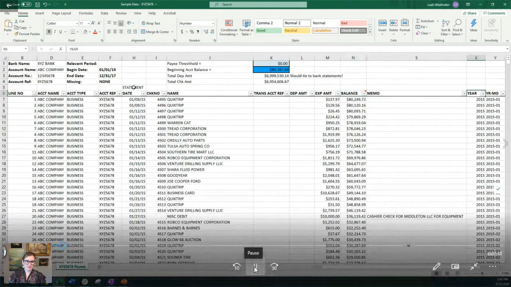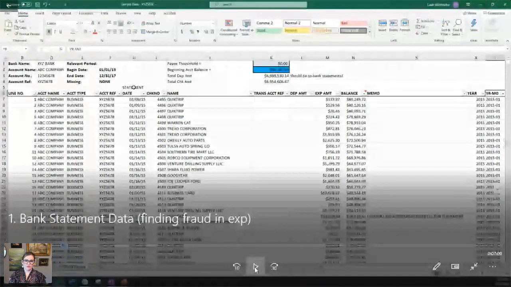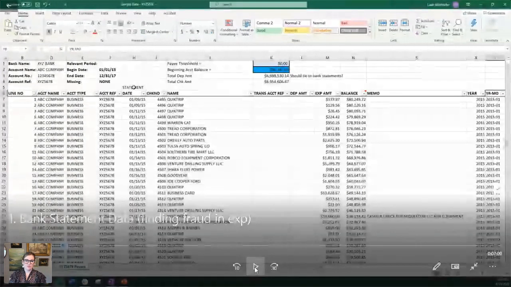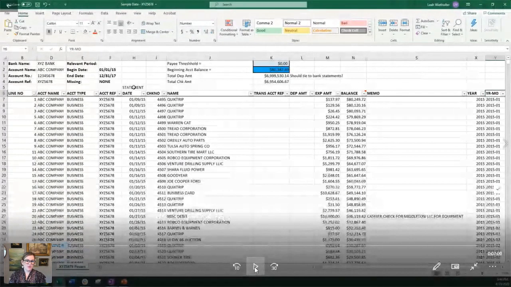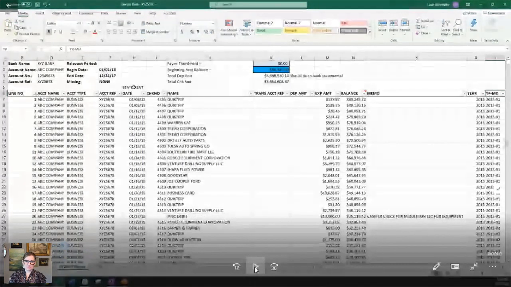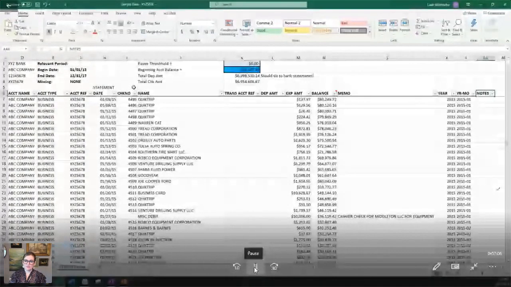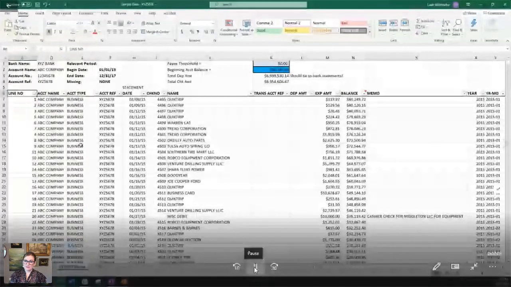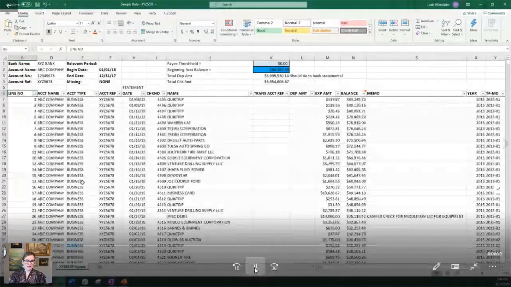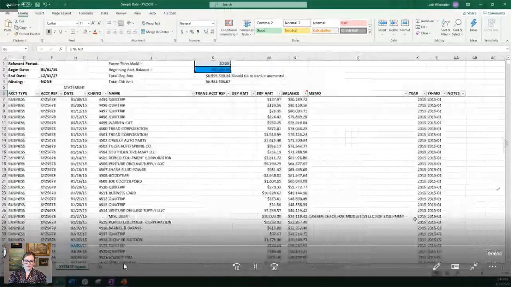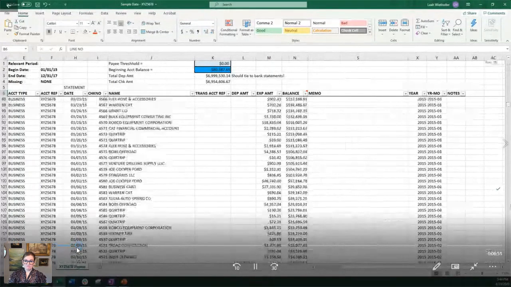All right, so like we did in a couple other webinars, we also include our year and our year-month column. We also have a column for our names, our transfers, account reference, our deposit amounts, and our expense amounts. And then we also like to have a notes column and also a memo. If a check has a memo line, a lot of times that's helpful. Those are the primary things that we do.